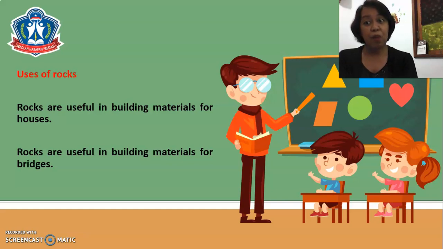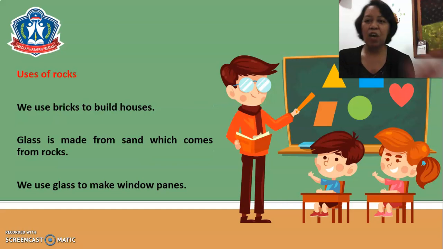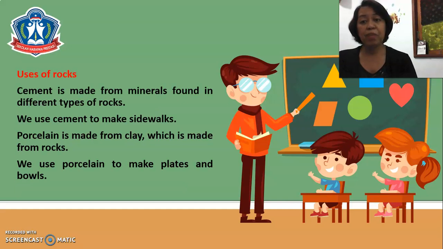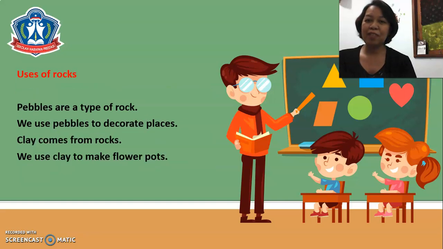Uses of rocks. Rocks are useful as building materials for houses, and not only for houses but also for bridges. We use bricks to build houses. We use glass to make window panes since glass is made from sand, which comes from rocks. Cement is made from minerals found in different types of rocks. We use cement to make sidewalks. Porcelain is made from clay, which is made from rocks too. We use porcelain to make plates and bowls.